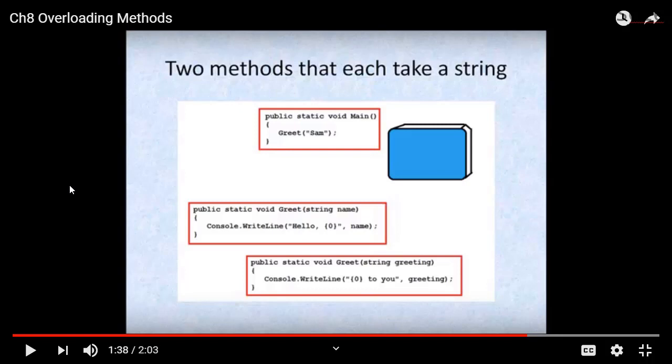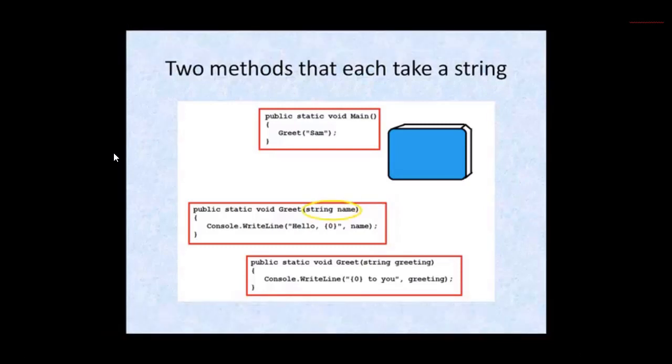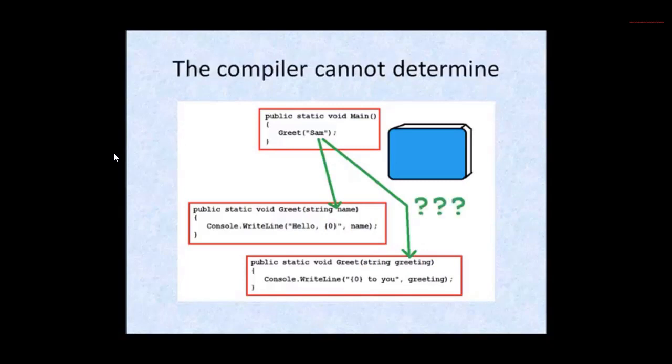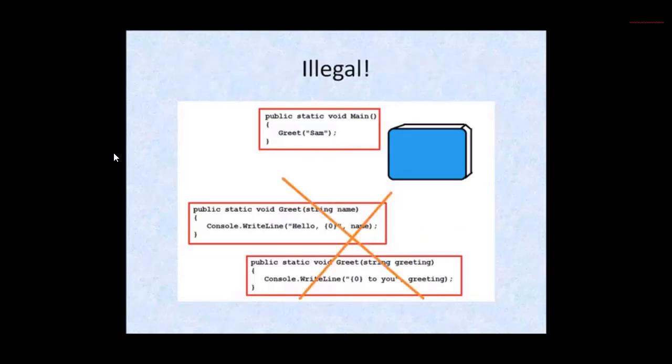Greet has sent Sam. It could use this version that accepts a string name, but it could also use this version that accepts the string greeting. Which method executes? It can't be determined. The methods are said to be ambiguous. This is illegal.